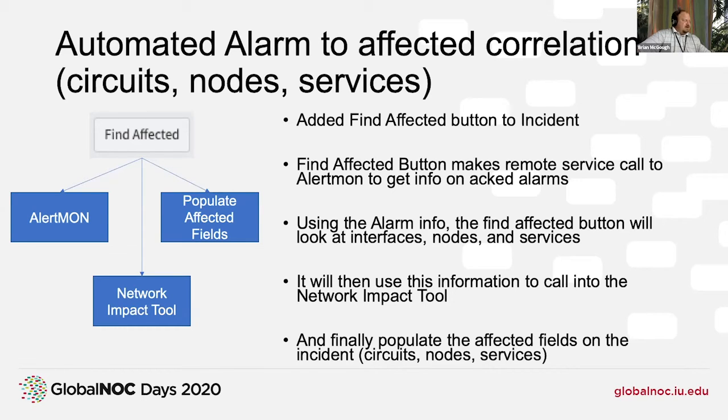So timely information is very important when it comes to these networks. If we can reduce the time that the service desk has to sit there and go back and forth between NIT and the incident, figuring out everything that's affected, and automate part of that, then we win in terms of time they have to spend before they can send out that initial notification. Yes, this thing is down, we're working on it, et cetera, et cetera. So in this particular case, we added the Find Affected button to the incident.